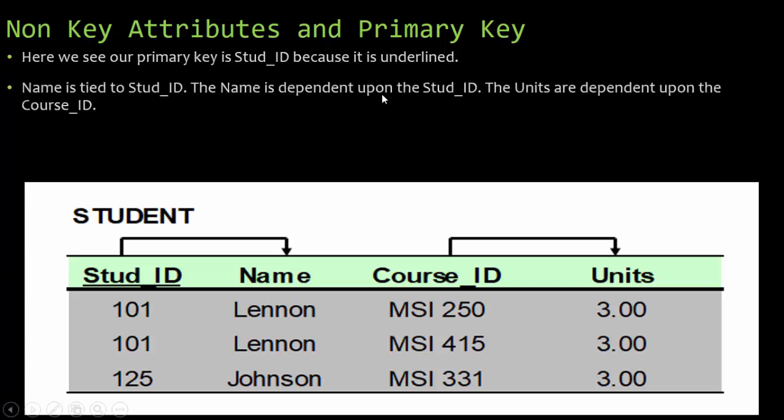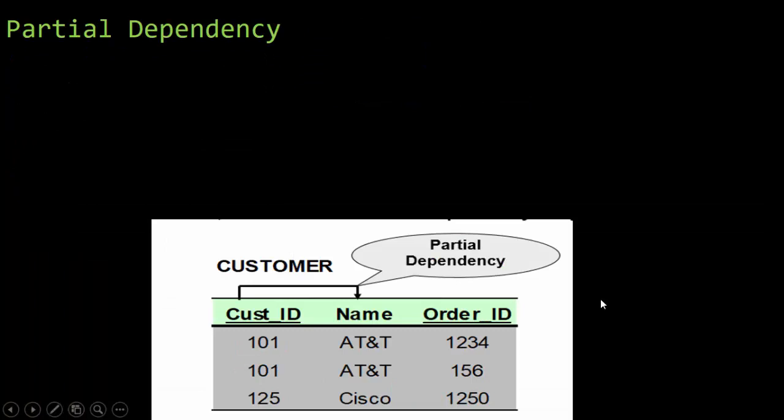Now, name is tied to student ID. The name is dependent upon the student ID. The units, on the other hand, are dependent upon the course ID. The units have nothing to do with the student ID at all. So not everything here is dependent upon the primary key. That creates a problem. So partial dependency, we're going to be talking about that today too. That's something else we have to look for.